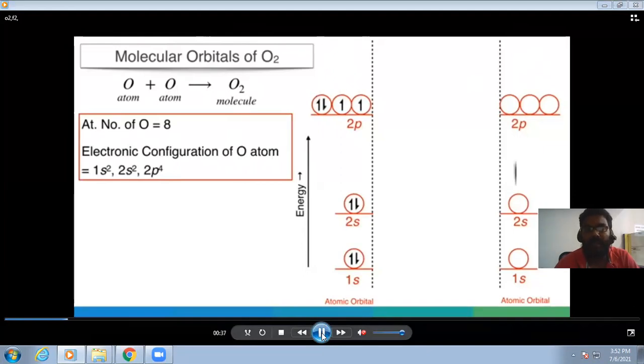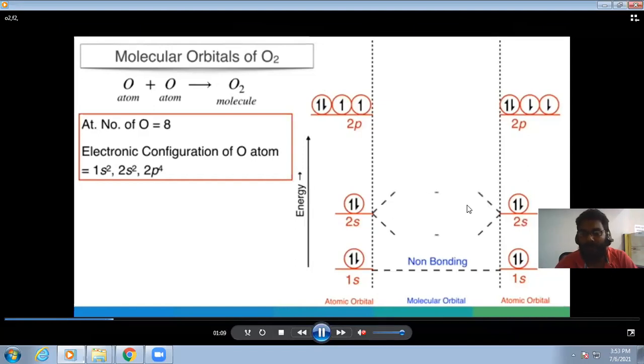Now find out how many electrons are bonding and how many are anti-bonding. We should calculate using molecular orbital theory. 1s is common; this is non-bonding. Here, how many electrons? 8 electrons, and here 8 electrons. Now 2s and 2s participate. 2s has 2 electrons. Now they combine like this.